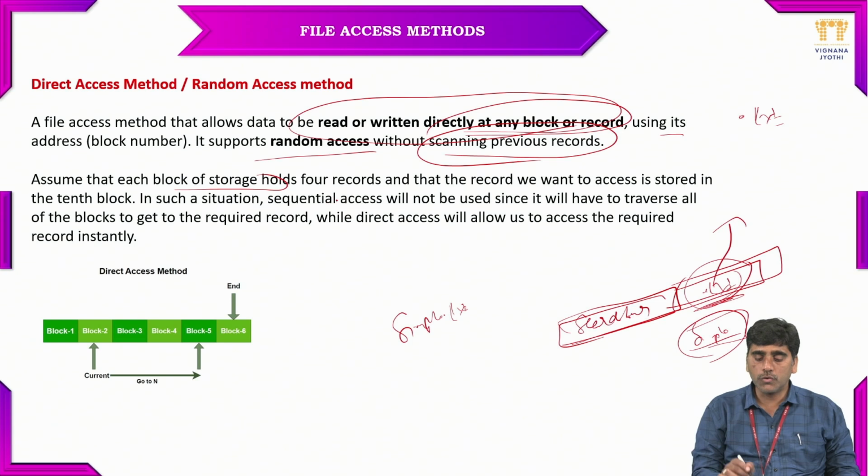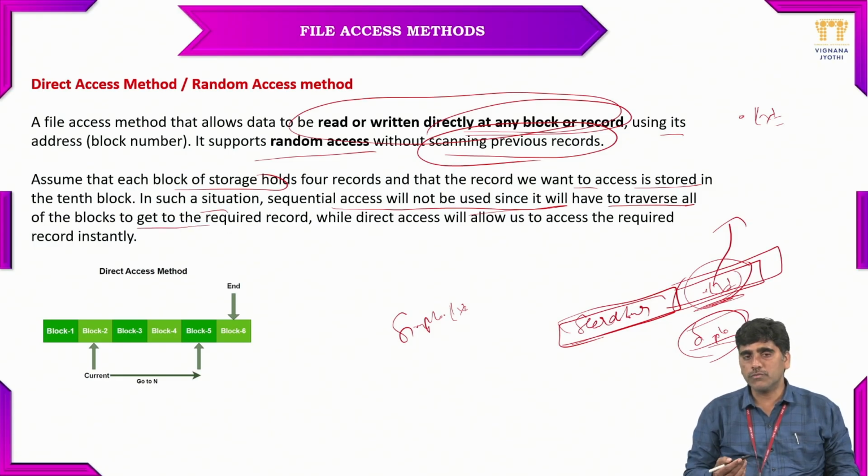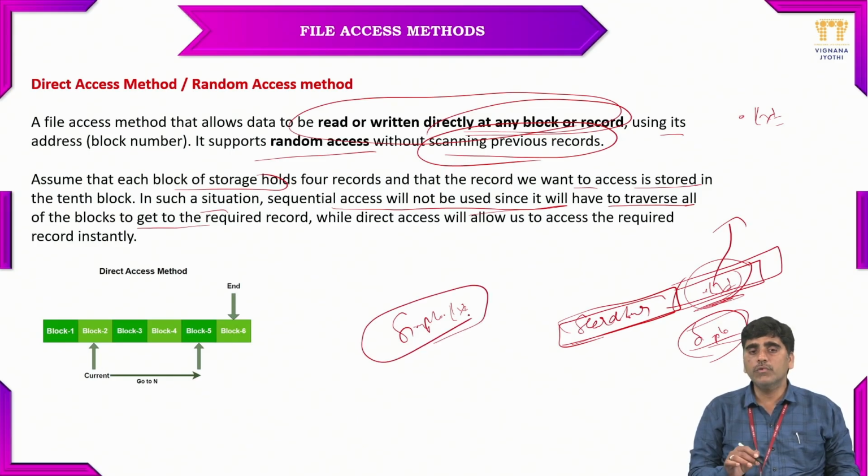Assume that each block of storage holds 4 records and the record we want to access is stored in one block. In such a situation, sequential access will not be used, since it will have to traverse all of the blocks to get the required record. In sequential access, if I want to go to this particular simple.txt file, I have to move from the starting folder to the ending file where it is located. So we have to move from one folder to the second folder to the third folder till where the simple.txt is available. That process, those sequential operations, are used in sequential access.